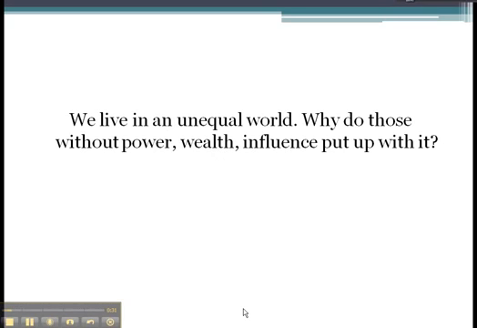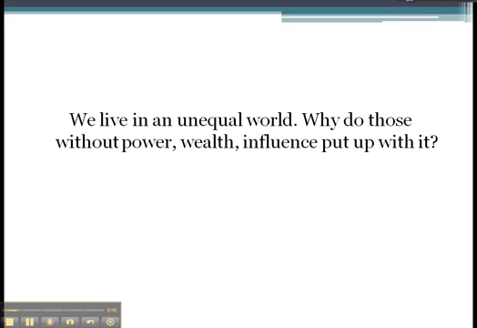Right, well, we started in the lesson to look at this question. We live in an unequal world. This is clearly the case. There's evidence of our own eyes and statistics back this up. The question we address first of all is, why is this the case? Why do those without power, wealth and influence put up with it?